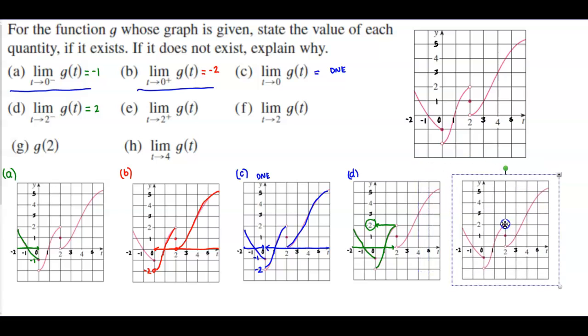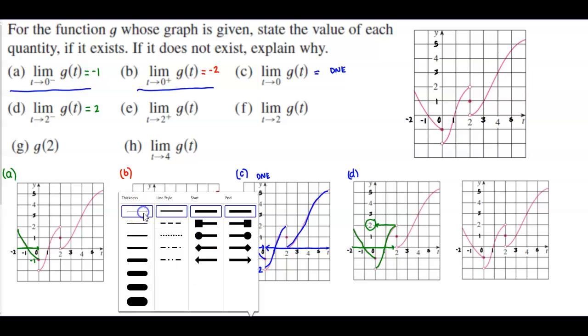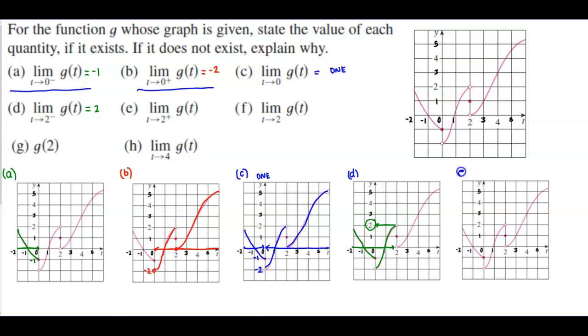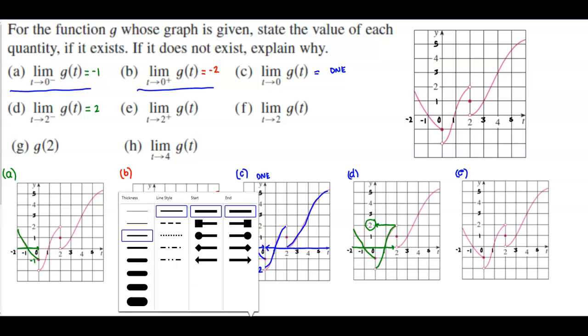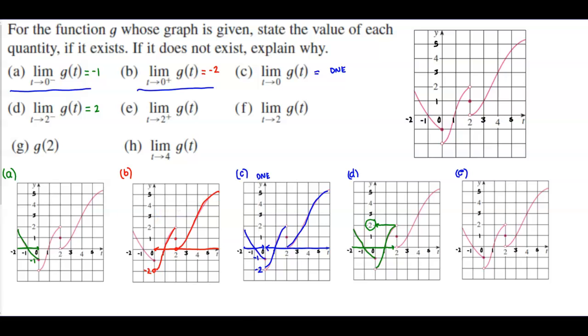Okay, let's take a look at part E. Part E is asking us to find the limit of the function g of t as t is approaching 2 from the right. So as we are approaching 2 from the right, the function is approaching what value? Well, the function is approaching 0. So therefore, that is equal to 0.